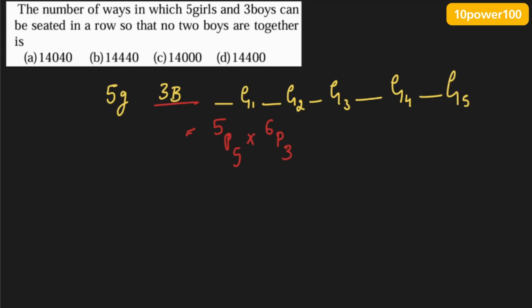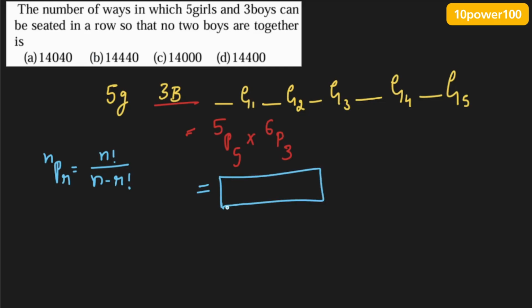I'll give you the formula. So nPr is equal to n factorial divided by n minus r factorial. So this is the formula, n factorial divided by n minus r factorial. I want you to calculate 5P5 and 6P3 and choose the correct answer in these 4 options. So I'll just leave it to you guys. So find the answers and comment your answers in the comment section.